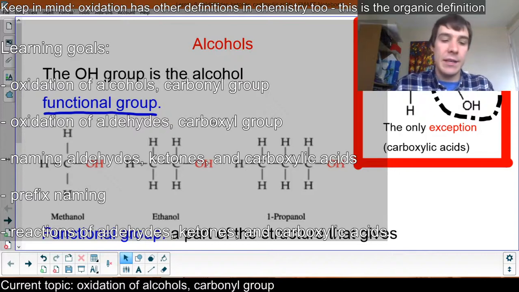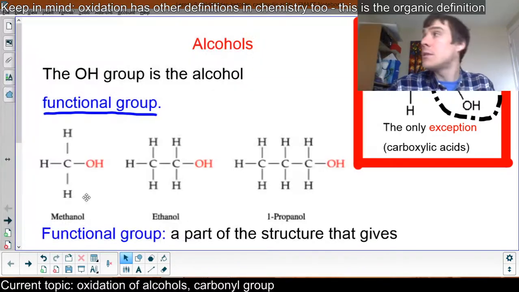and further oxidations. So we're going to learn about three different functional groups today: aldehydes, ketones, and carboxylic acids. We'll obviously learn how to name them, and then some reactions of aldehydes, ketones, and carboxylic acids. And we'll learn of something called prefix naming, which is what happens when you have multiple functional groups on the same chemical.